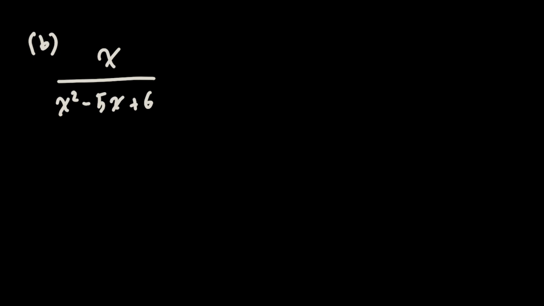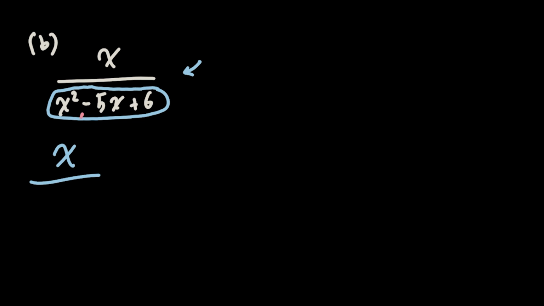Let's see part B. We want to find the domain for this fraction here. Just see here, we can factor it out. We can rewrite it as x over, just remember how you factor this. We want two numbers whose sum is -5 and whose product is 6. If you search in numbers, you'll find that these two numbers are -2 and -3. So this would be x minus 2 multiplied by x minus 3.